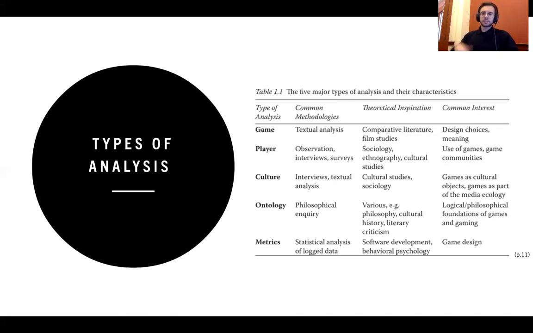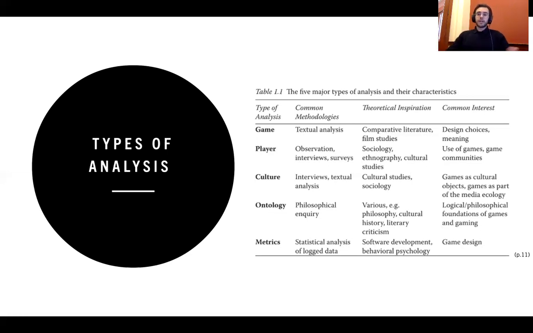It might be a bit difficult to wrap your head around, but the theoretical inspiration comes from comparative literature and film studies. So it is inspired by how games create meaning, and then looking at various games, at various game genres, comparing them and trying to find an interpretation of how these games provide meaning. Common interests stated here are design choices and, as I already said, meaning. So how do design choices in the game create a particular meaning?